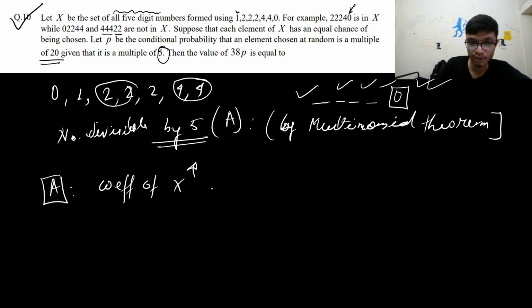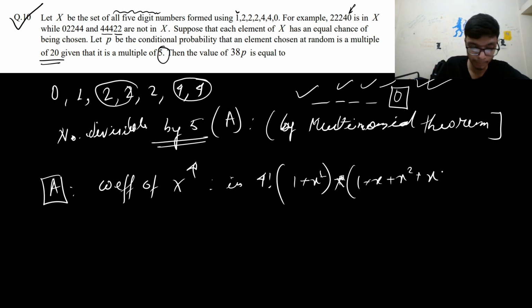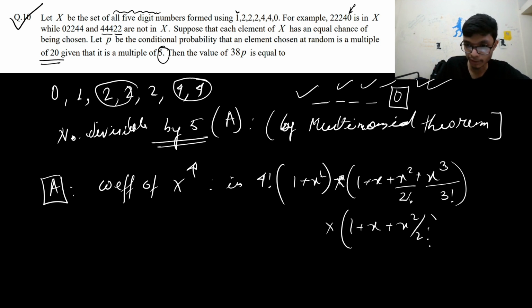I can choose the coefficient of x to the power 4 in the expression 4 factorial into (1 plus x raised to the power 1, because 1 is present only one time), multiplied with, since 2 is present 3 times, (1 plus x plus x square by 2 factorial plus x cube by 3 factorial), whole multiplied with, since 4 is present 2 times, (1 plus x plus x square by 2 factorial). So that's how you get to the result.